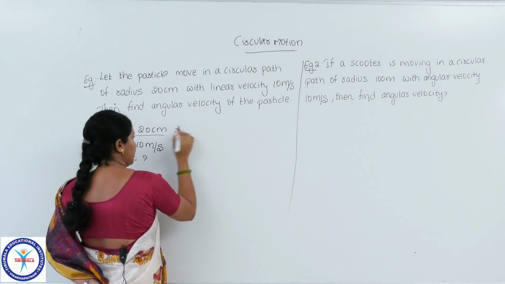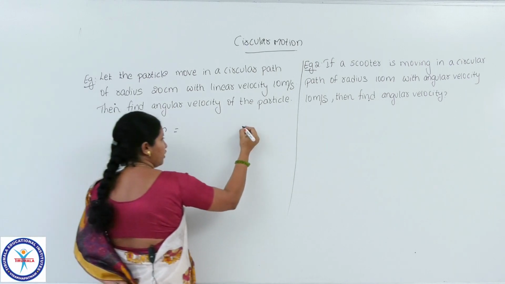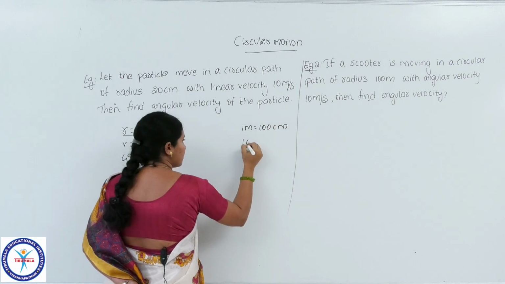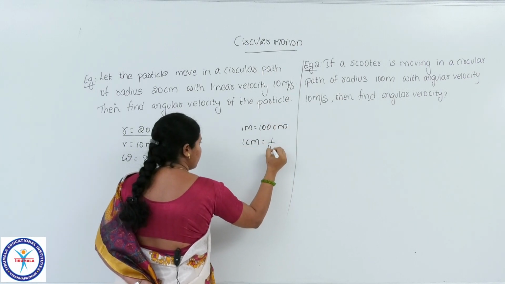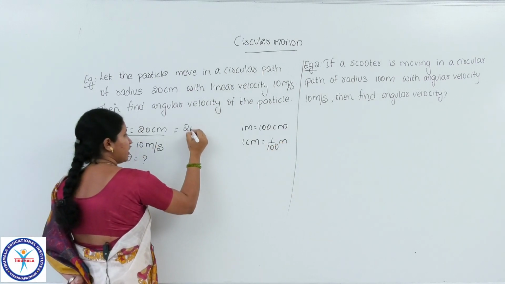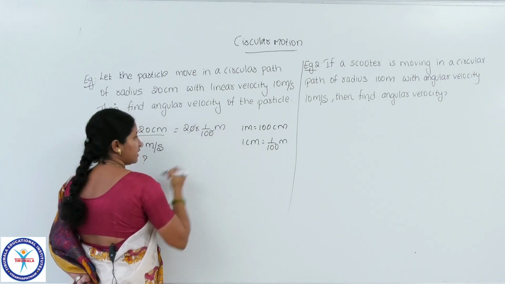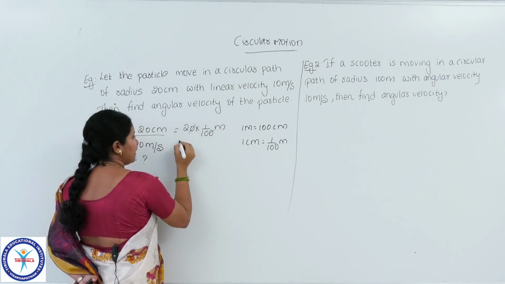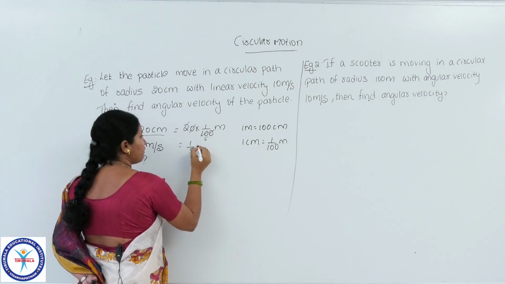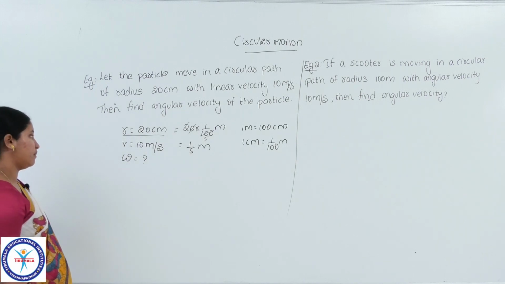So 20 centimeters, 1 centimeter is equal to how many meters? Already we know 1 meter is equal to 100 centimeters. From that, 1 centimeter is equal to 1 by 100 meter. So 20 into 1 by 100 meter. So 0 gets cancelled. So 2 by 10, 2 cancels 10 5 times. So we will get 1 by 5 meter. So the radius is 1 by 5 meter.